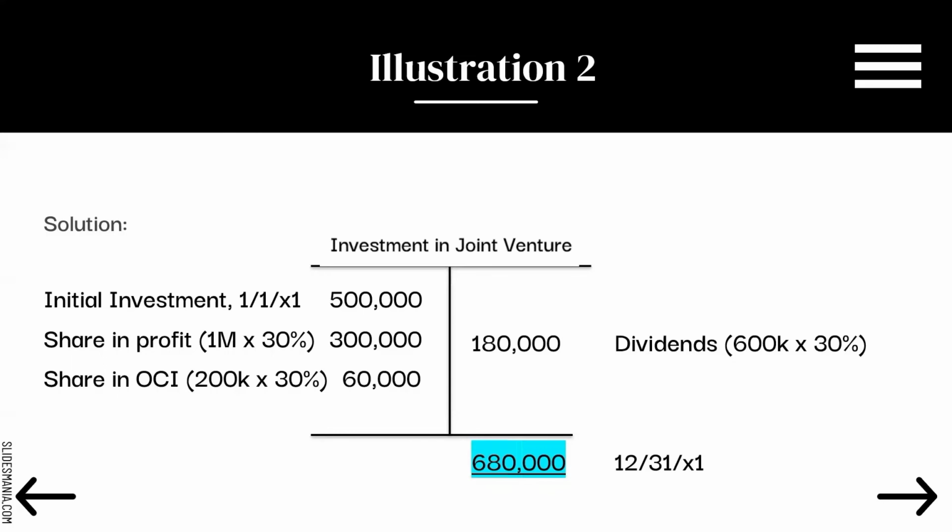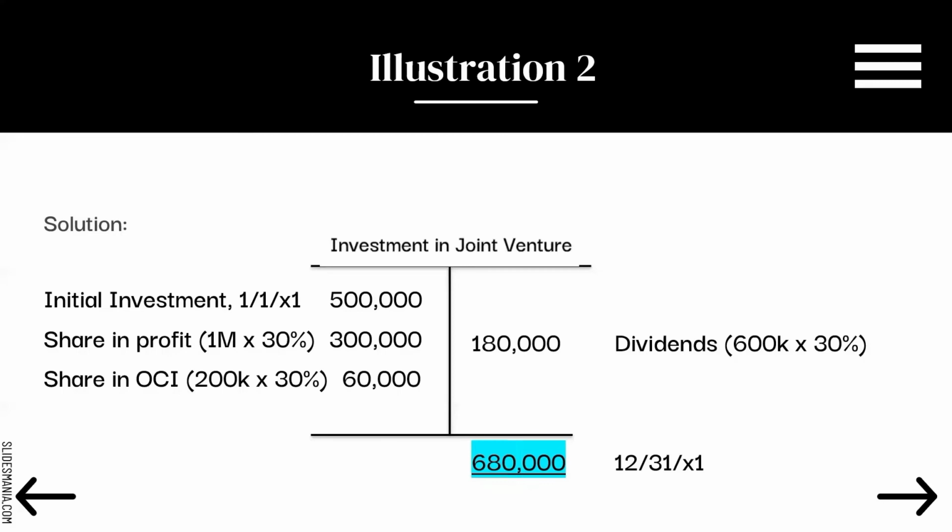So what we will do here is, these items are on the debit side, while the dividends, it's 600,000 times 30% interest, which is 180,000. The dividends are placed on the credit side because they are deducted and construed as a return of capital. So the carrying amount at year end is 680,000.